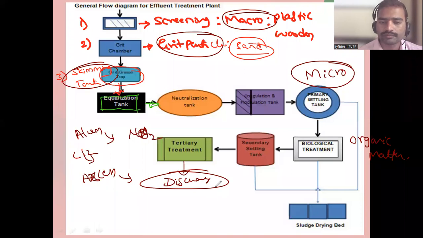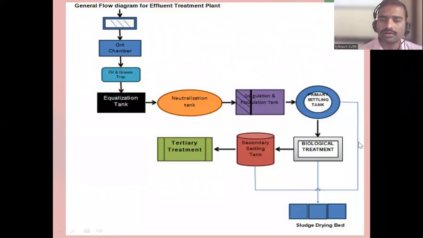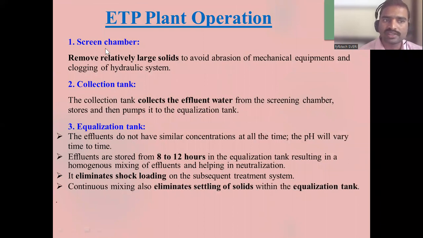Is it clear, everyone? Yes, sir. Okay. If you understood this flow chart, then the remaining is very easy. Screening chamber, what will it do? Collection tank, what will it do? Equalization tank, what will it do? Effluent does not have similar concentration at all times. Its pH will vary from time to time. Effluents are stored 8 to 10 hours in the equalization tank, resulting in a homogeneous mixture. Whatever waste is coming becomes equalized. It eliminates shock loading.